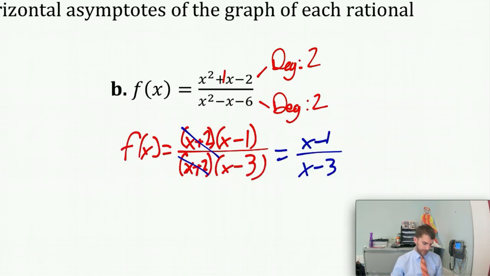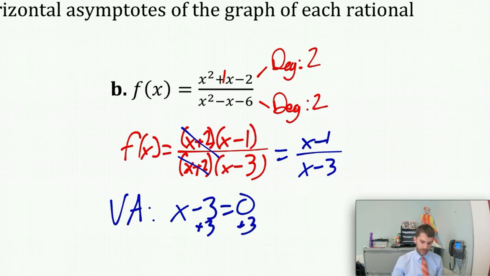So now our vertical asymptote is whatever makes the denominator equal to 0. So we have x minus 3 equals 0. So if we add 3 to both sides, we get the vertical asymptote of x equals 3.